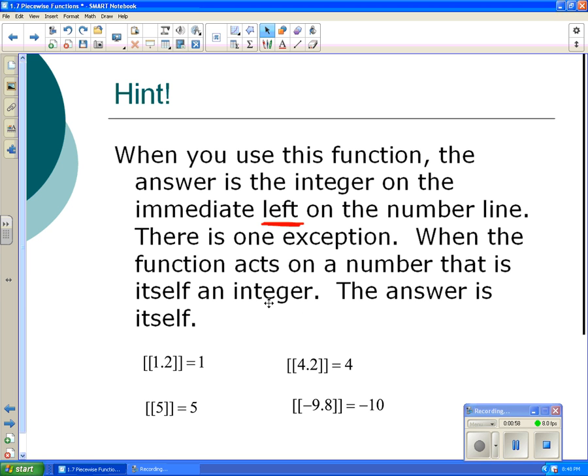So for example, the greatest integer of 1.2 would be 1, because 1 is to the left of 1.2 on a number line. The greatest integer of 4.2 would be 4, because 4 is to the left of 4.2 on the number line. The greatest integer of 5 would just be 5, because 5 is an integer. The greatest integer of negative 9.8 would be negative 10, because negative 10 is to the left of negative 9.8. So when looking for a greatest integer, think about the integer that is to the left of that number on the number line, and you'll be able to find it.